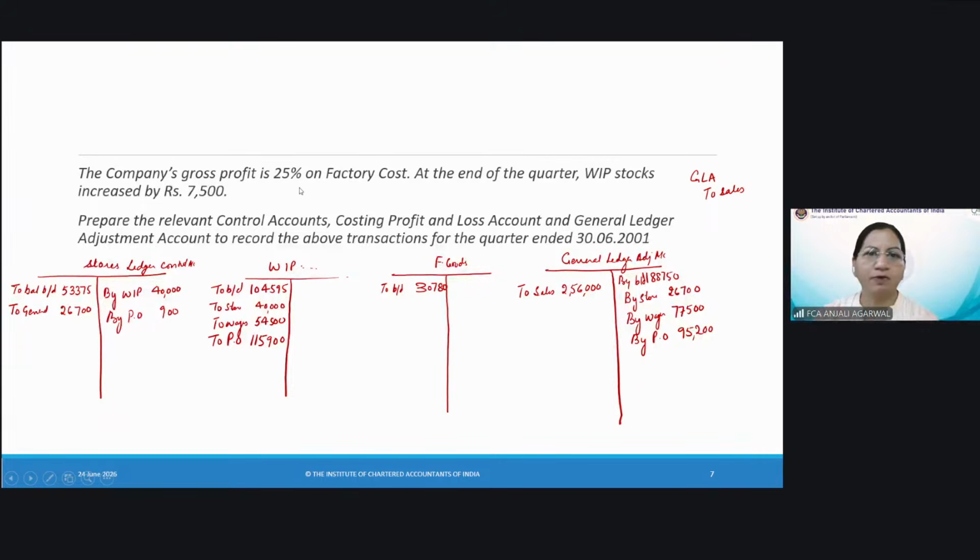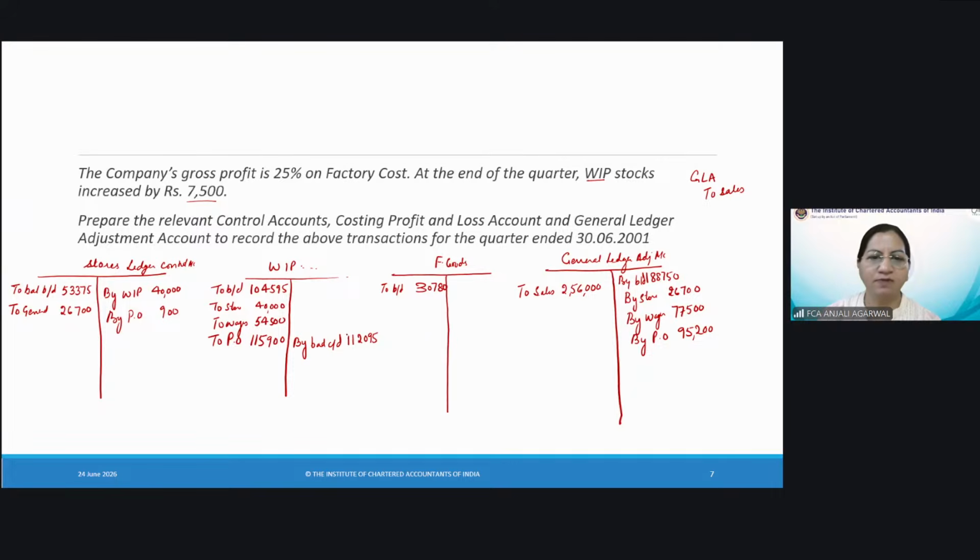The company's gross profit is 25% on factory cost. And at the end of the quarter, WIP stocks increased by 7,500. So we have some information for balance carried down. The WIP stocks increased by 7,500. So the opening balance was 104,595. On this, you will add 7,500. So your closing balance of WIP is 112,095.